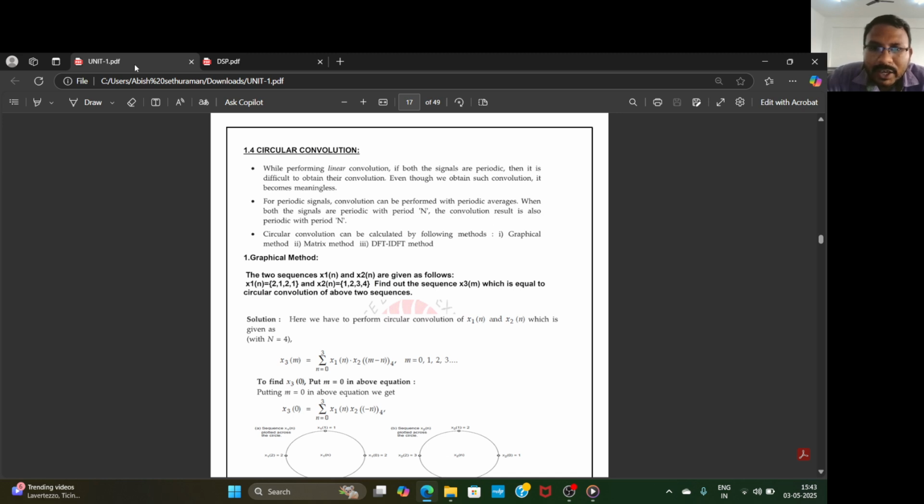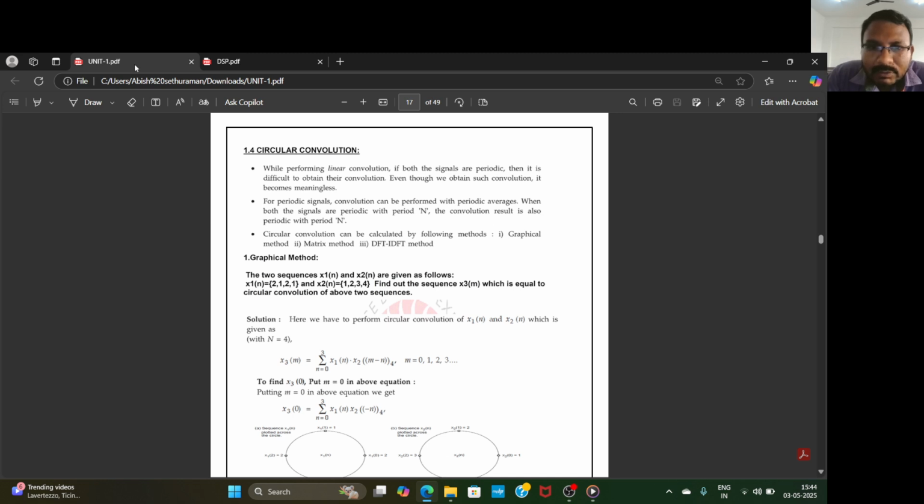Convolution means we perform multiplication of two input data. Normally convolution consists of two types. The first one is linear convolution. The second one is circular convolution. So now we are going to see the circular convolution topic.